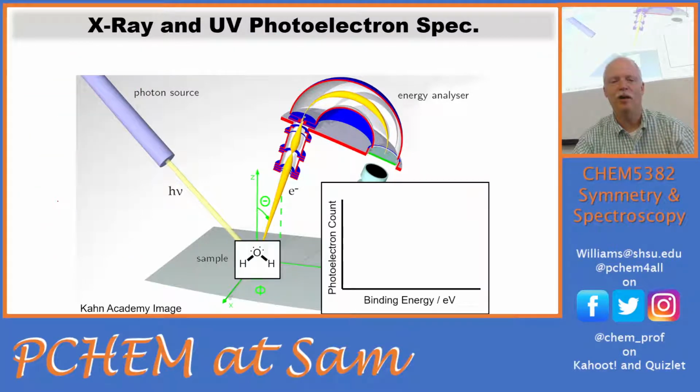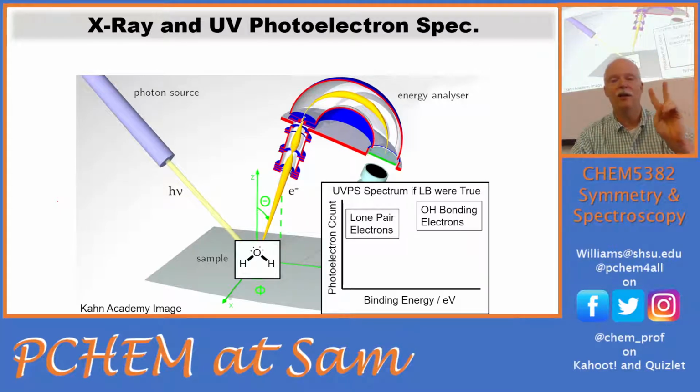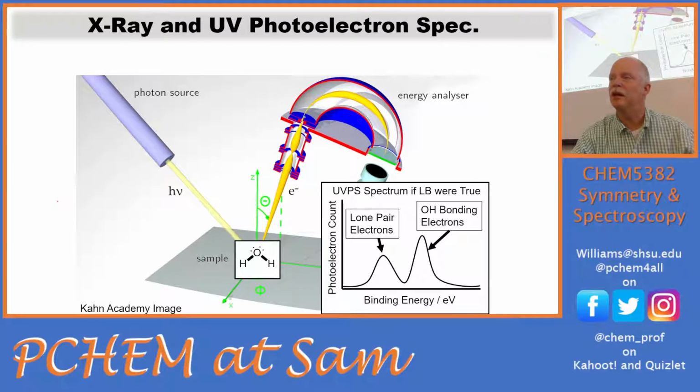So if we put water here in the middle, and we hit it with X-rays or UV rays, UV will work for the bonding electrons. This is, if local bond theory were true, how many types of electrons do we have in this particular picture of water? The OH bonded electrons and the non-bonded electrons. So we have the lone pair electrons and the OH bonding electrons, and so we should see two peaks. If local bond theory is true, we should see two peaks. Does everybody agree with that? Yeah.